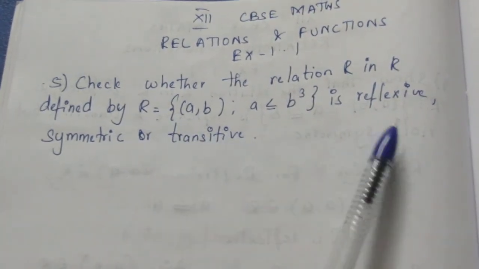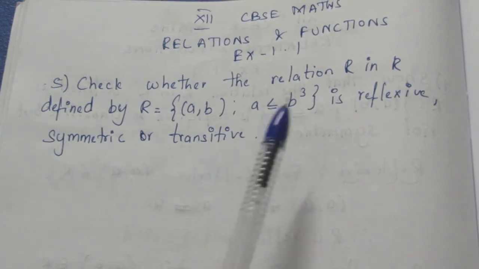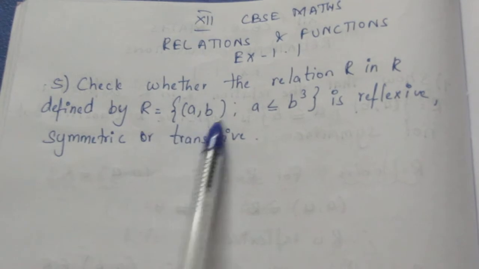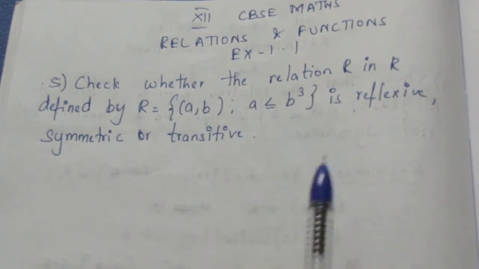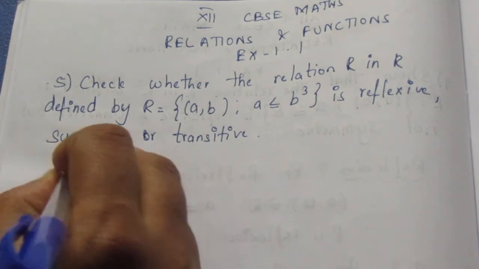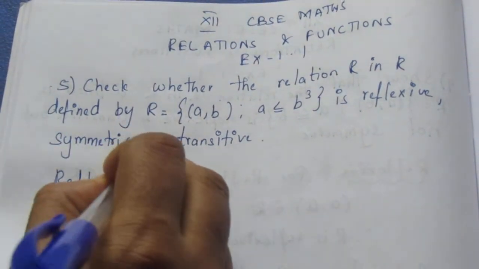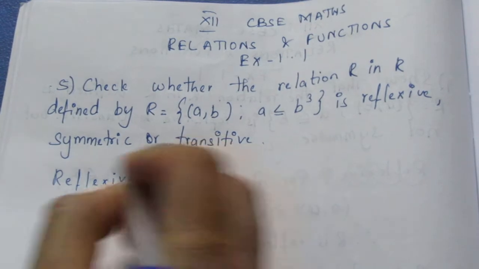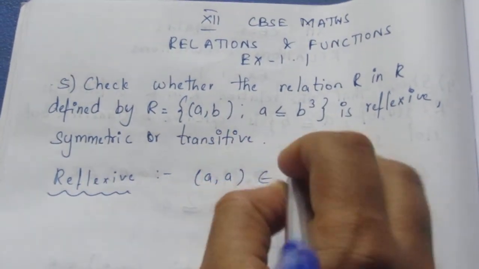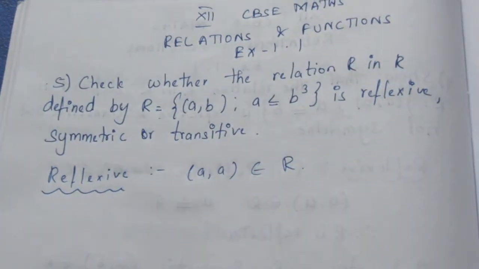So we are going to check whether it is reflexive, symmetric or transitive. Given is the relation in real numbers. Here the relation is (a, b) where a is less than or equal to b cube. So let me take the reflexive first. For reflexive, we know that (a, a) should belong to R.